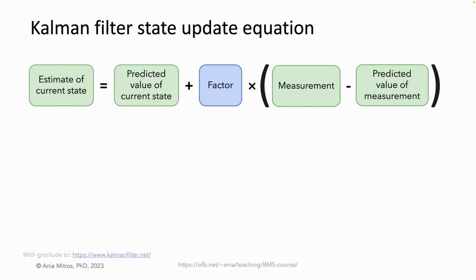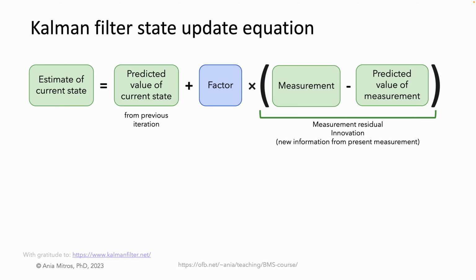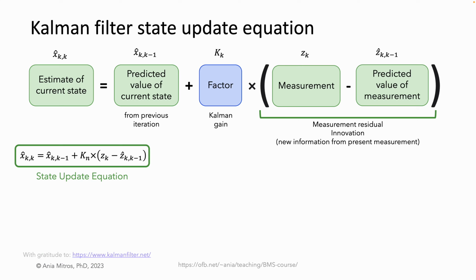The state update equation is a core step in the Kalman filter math. To estimate the current state, we take the predicted value of the current state, which we calculated in the previous iteration, and add to it new information gained from the present measurement. The new information term is called the measurement residual, or the innovation. To be precise, the innovation is the difference between the present measurement and a prediction from the previous step. The weighting between the previous estimate and the new information is set by a gain factor, the Kalman gain. Each of these parameters has a mathematical representation, and this is the state update equation.